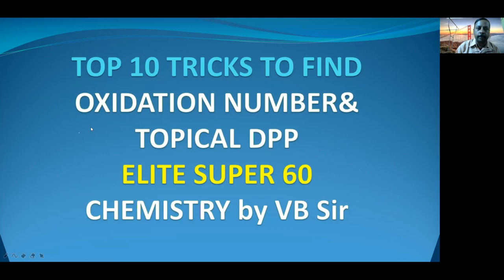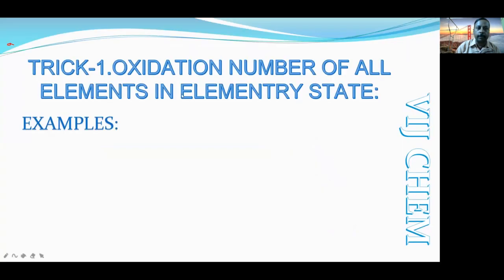The very first trick of oxidation number, how to find it? The first trick is the oxidation number of all elements in their elementary state. There are elementary state and compound state. Most of you are not aware of this. Every element can exist in the compound state. One is called the compound state, another is called the elementary state. The elementary state does not restrict the number of atoms; it restricts only the type of atoms.